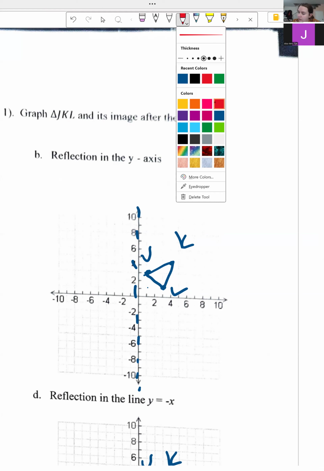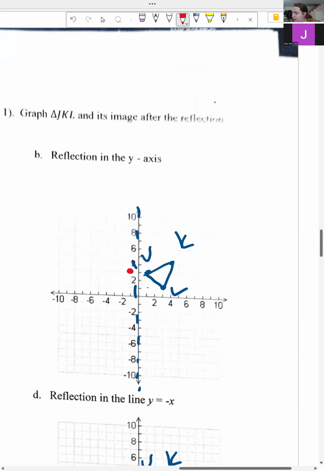So this is 1 away, so we're gonna go 1 more. K right now is 4 away. So we're gonna go 4 this way. This graph is a little blurrier. L is 3 away from this line, so we're gonna go 3 more. Right there. That's J prime, K prime, L prime.